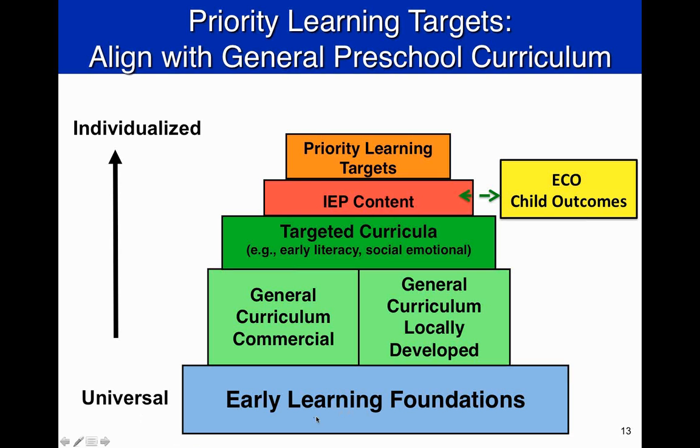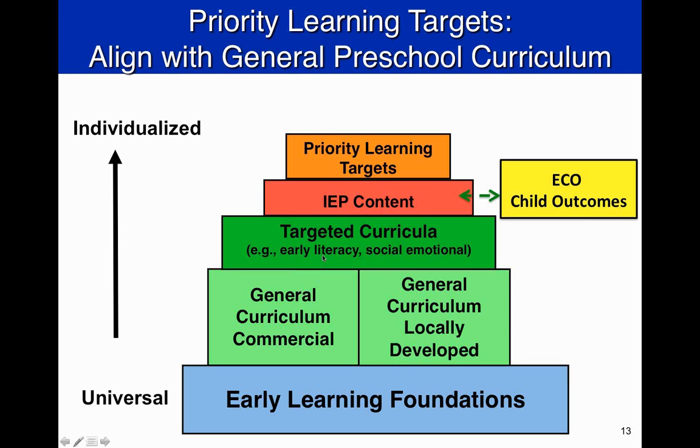So if we deconstruct this slide, we see at the bottom two levels in the blue and the light green, what we might call, within response to intervention frameworks, the core curriculum or the Tier 1 curriculum. And we all know that most of the content, either from the perspective of early learning foundations or standards or the general preschool curricula, is informed by what we think is important for all children to know or be able to do, therefore often referred to as the universal or Tier 1 kind of content.